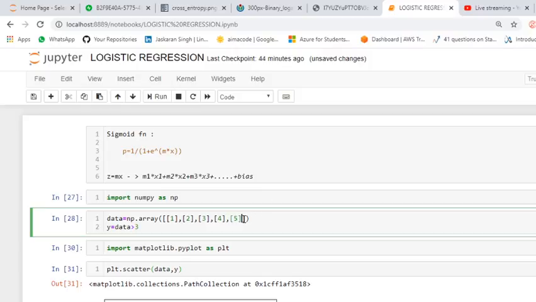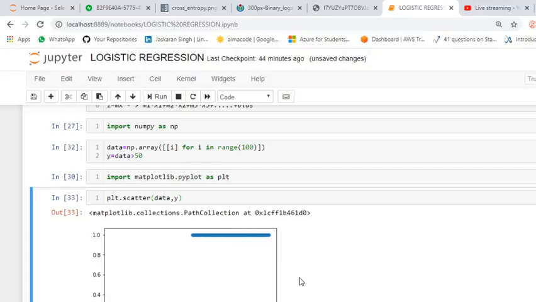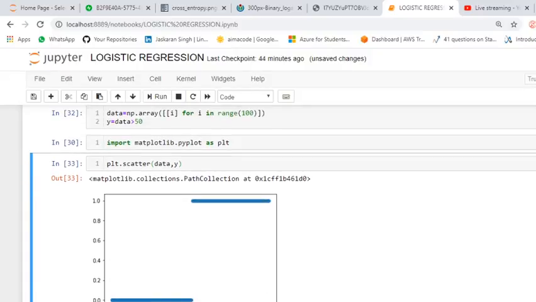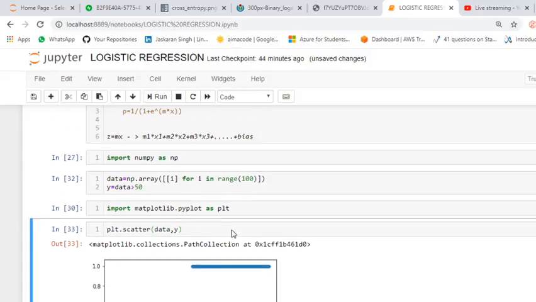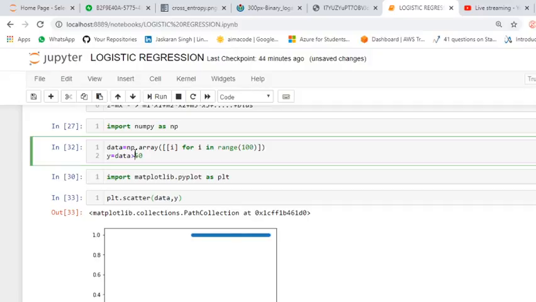Let me take one more. So it's a data point from 0 to 100, and we have classified it such that the number is less than 50 or not. So this is some synthetic data, right? Or maybe we could also classify it like whether it is divisible by 3 or not. We don't know. It's just synthetic data.